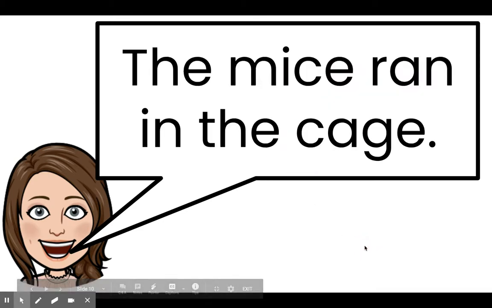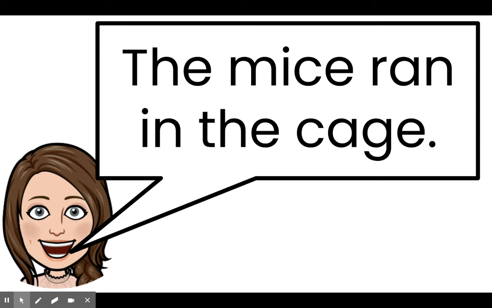Let's take a look at some sentences. Let's read them together. Here we go. The mice ran in the cage. Let's read it again. The mice ran in the cage. Last time. The mice ran in the cage. Good reading. I want you to take another look at this sentence.